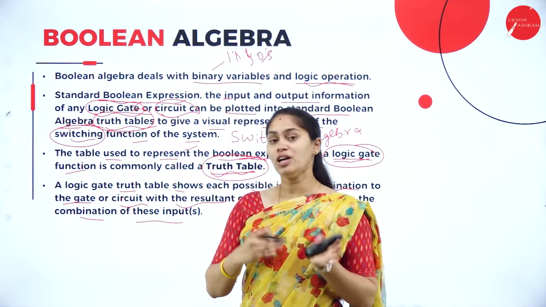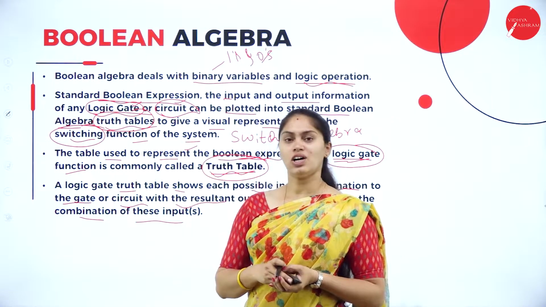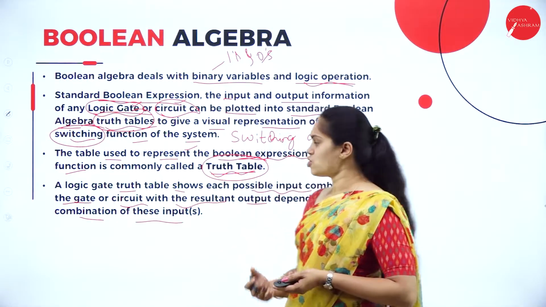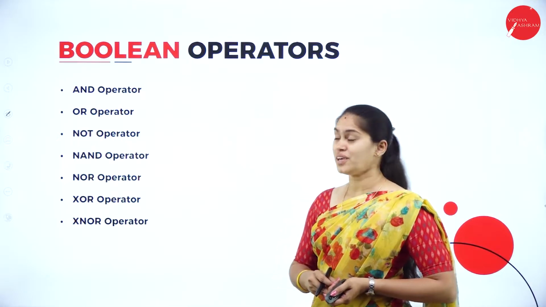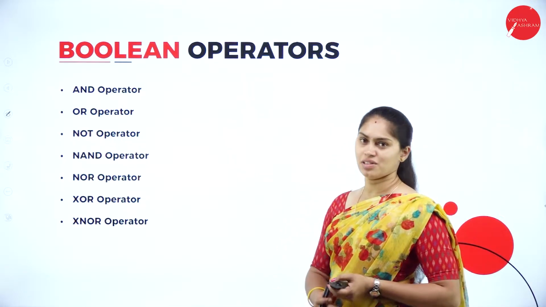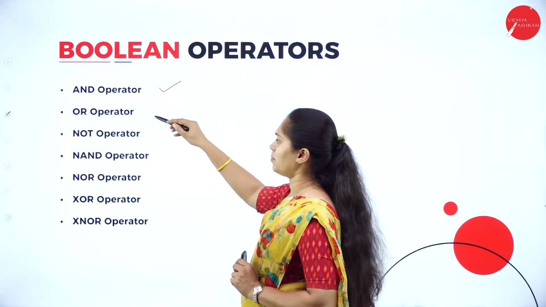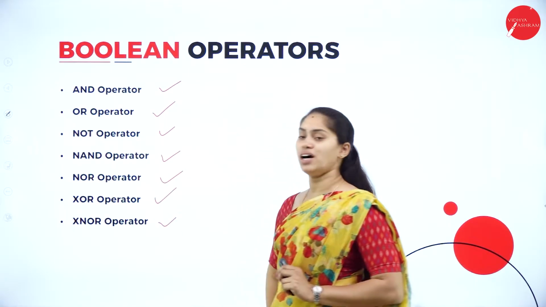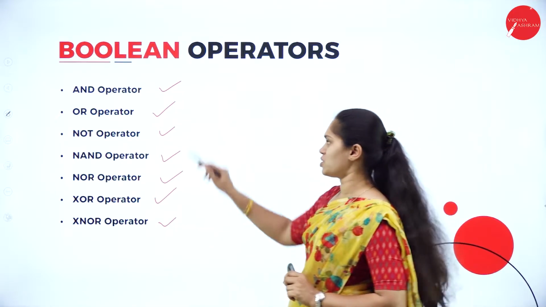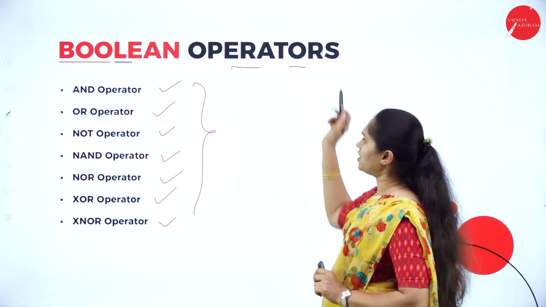For that input, what we are getting as a resultant or output, that is what we are showcasing here in the truth table. We'll see what the different Boolean operators are. They include the AND operator, OR, NOT, NAND, NOR, XOR, and the XNOR operator. So these are the different Boolean operators.